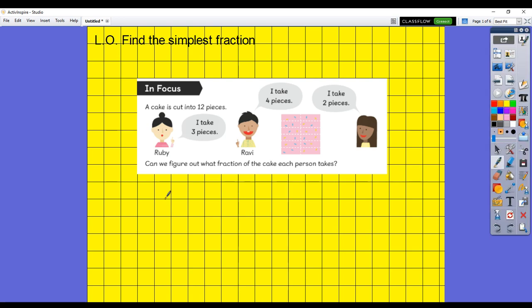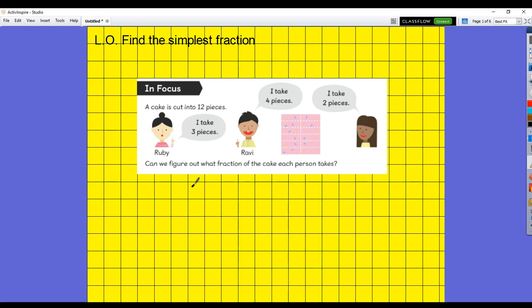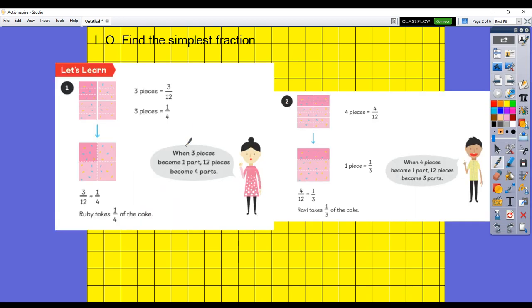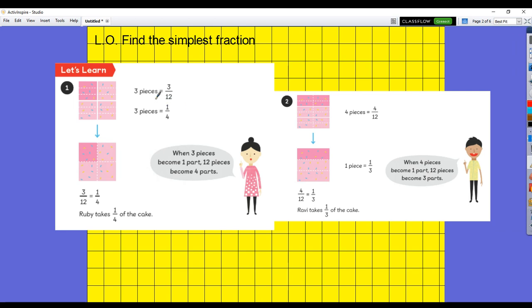Okay, so let's have a look here before we move on. We know that Ruby has 3 pieces out of the 12 altogether. So that's 3/12. Ravi has 4 pieces out of the 12. And the other girl has 2 pieces of cake out of the 12. Okay, so we know that 3/12 is what Ruby had.